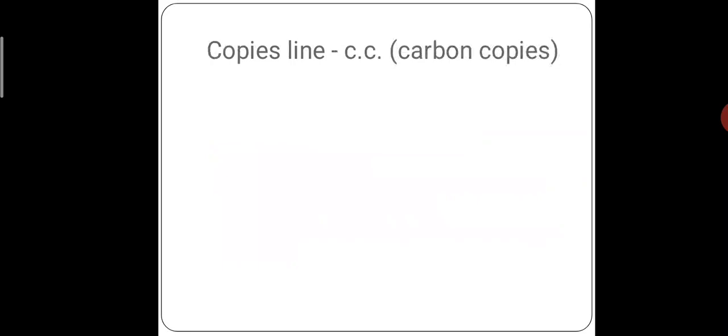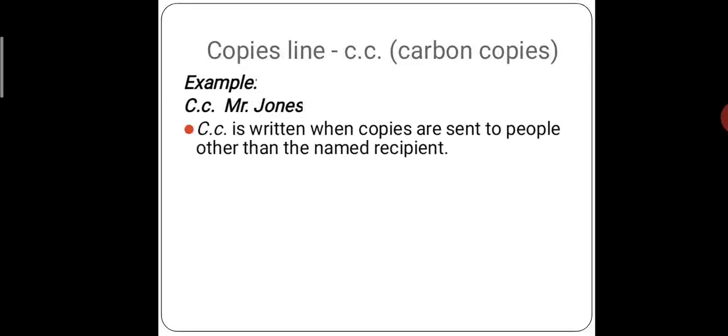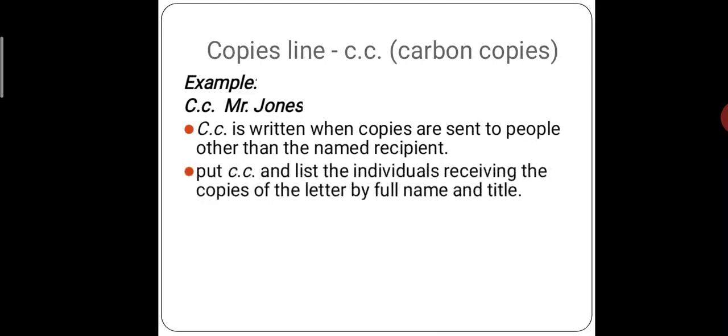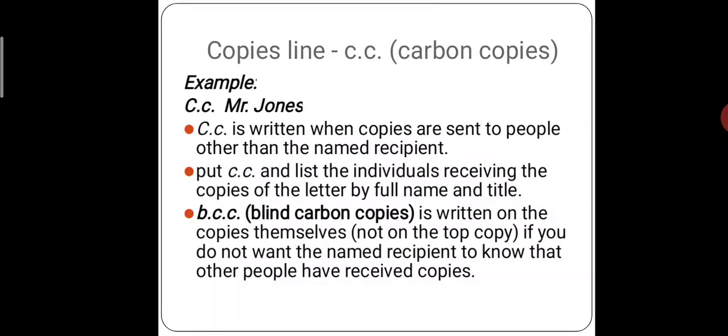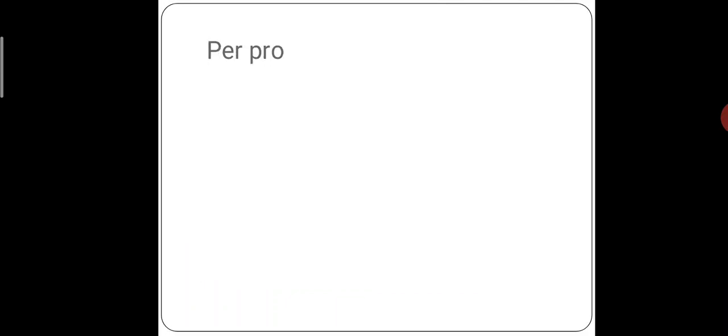Next part is about the copies line, CC, that is carbon copies, to whom you are going to send. Example, CC Mr. Jones. CC is written when copies are sent to people other than the named recipient. Put CC and list the individuals receiving copies of the letter by full name and title. BCC means blind carbon copies, and is written on the copies themselves, not on the top copy, if you do not want the named recipient to know that other people have received copies.